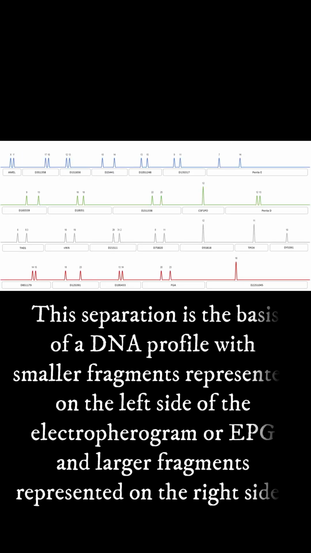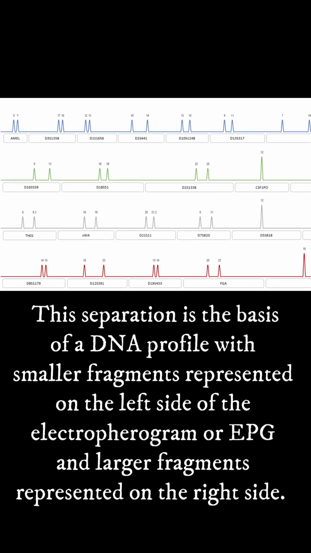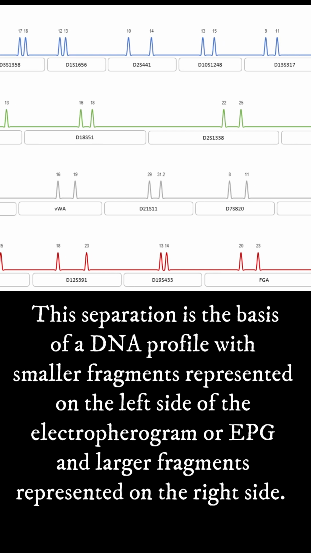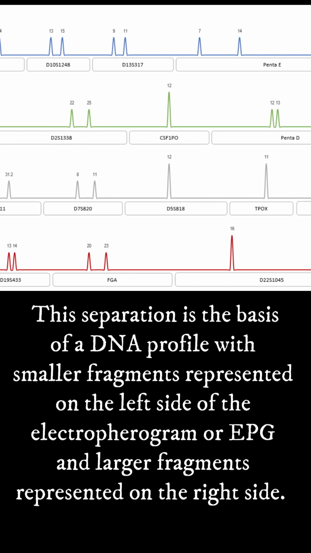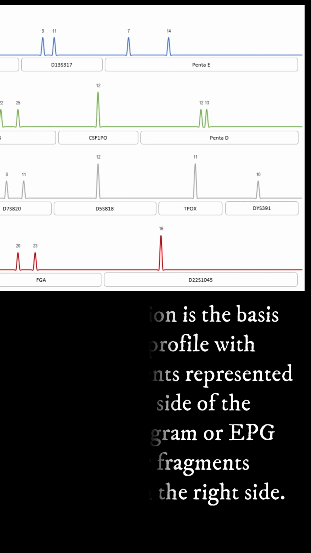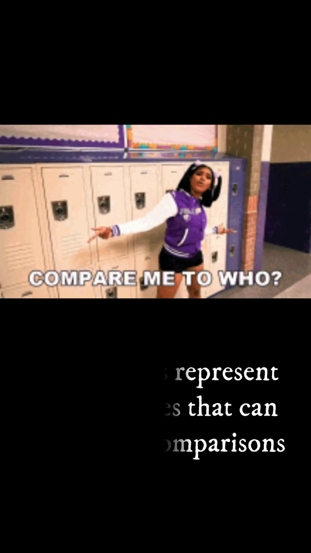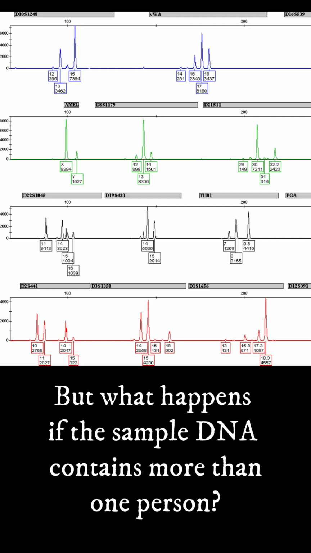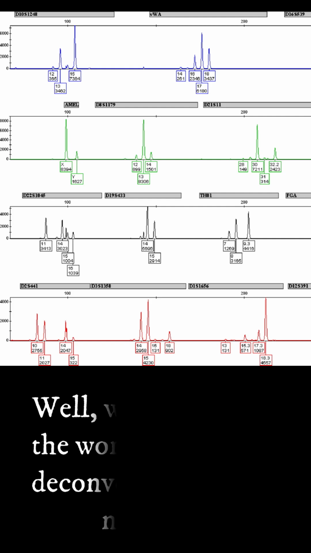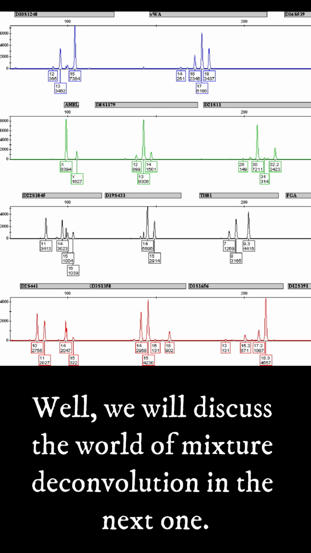This separation is the basis of a DNA profile, with smaller fragments represented on the left side of the electropherogram, or EPG, and larger fragments represented on the right. These EPGs represent a DNA profile that can be used for comparisons. But what happens if the sample DNA contains more than one person? Well, we'll discuss the world of mixture deconvolution in the next one.